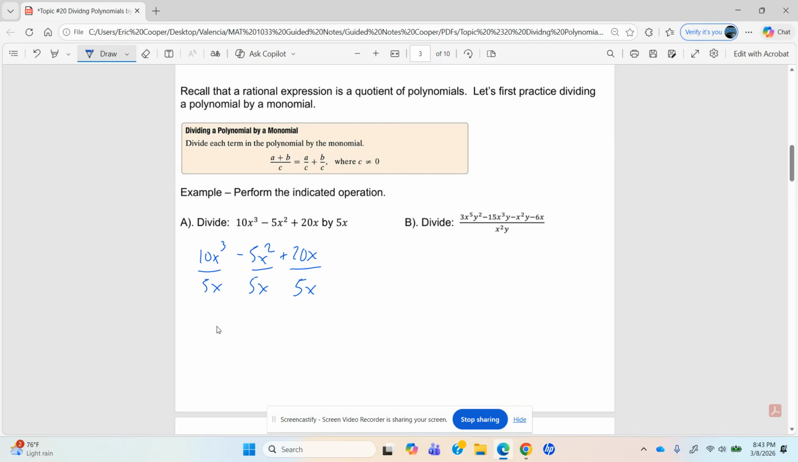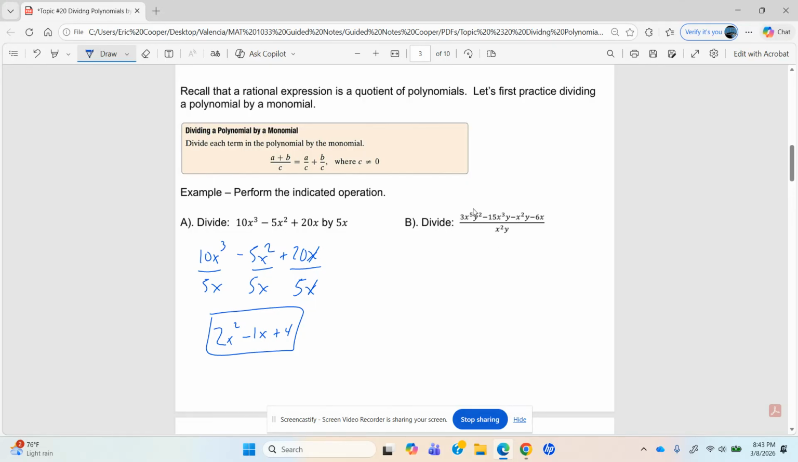So 10 divided by 5 is 2. x cubed minus x to the 1 is x squared. Negative 5 divided by 5 is negative 1. x squared minus 1x leaves me with 1x. 20 divided by 5 is 4. Then here the x is canceled, and this would be left with our answer.